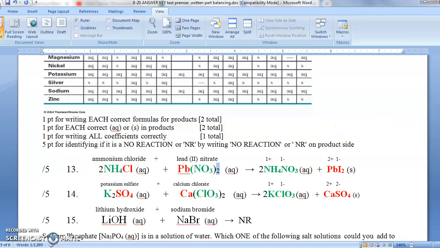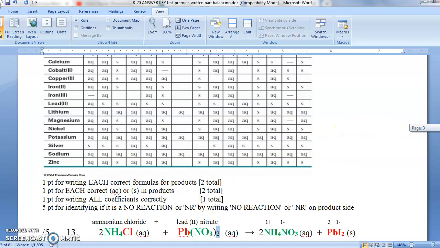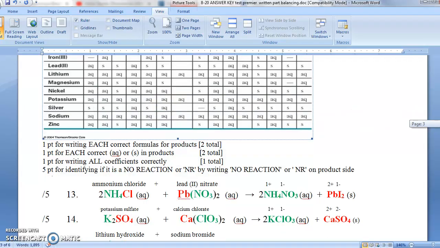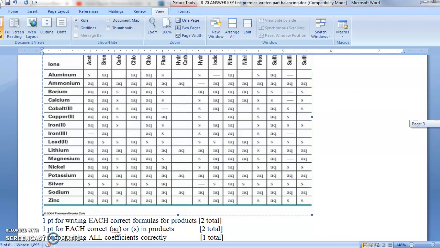Now, are they both aqueous? We have to come up to the chart. Is ammonium chloride aqueous? Here's ammonium. There's chloride. Ammonium chloride is aqueous, as we see right there. What about lead(II) nitrate? We've got to find lead(II). There it is. We've got to go over to the nitrate column to make sure that it would stay aqueous. Here's the nitrate column. We go down to lead. Over. Yep, it could be aqueous.